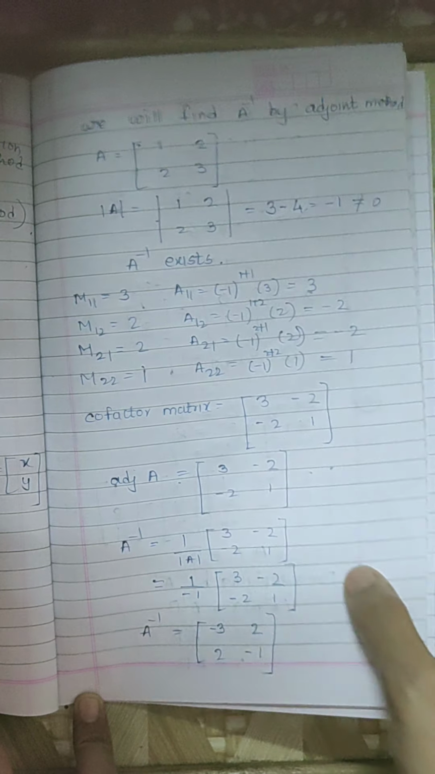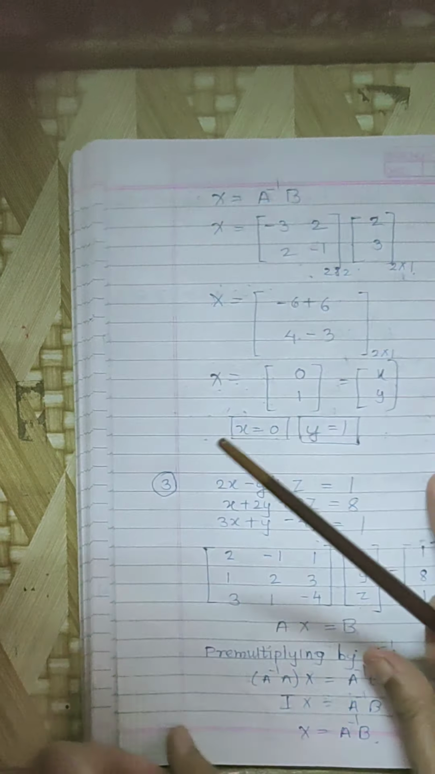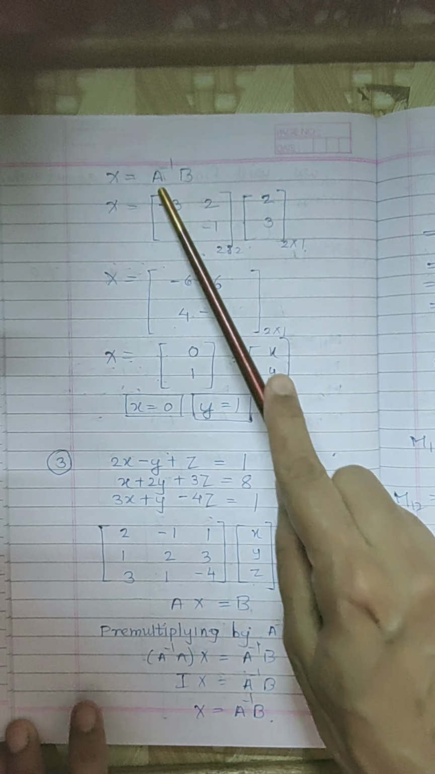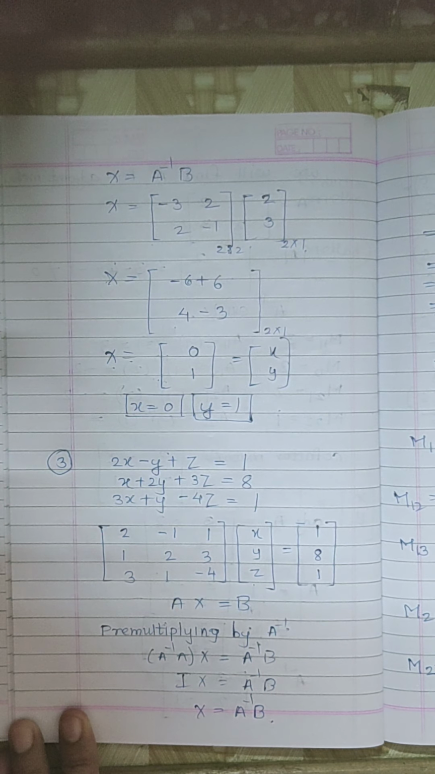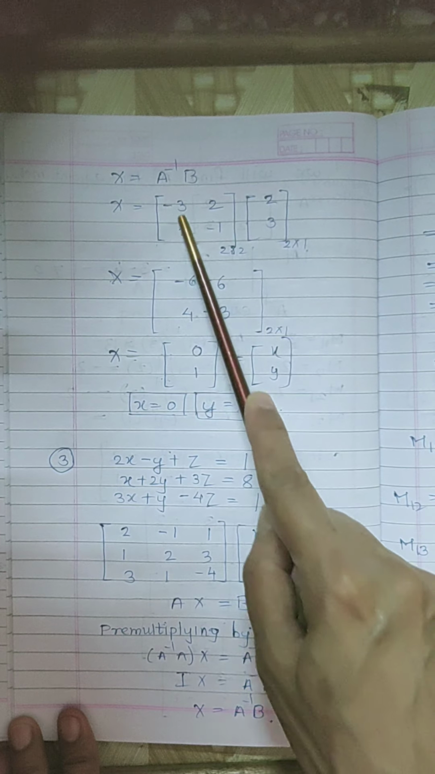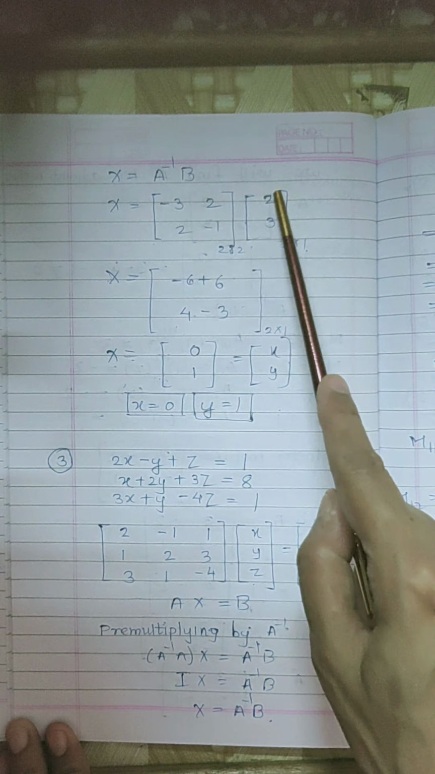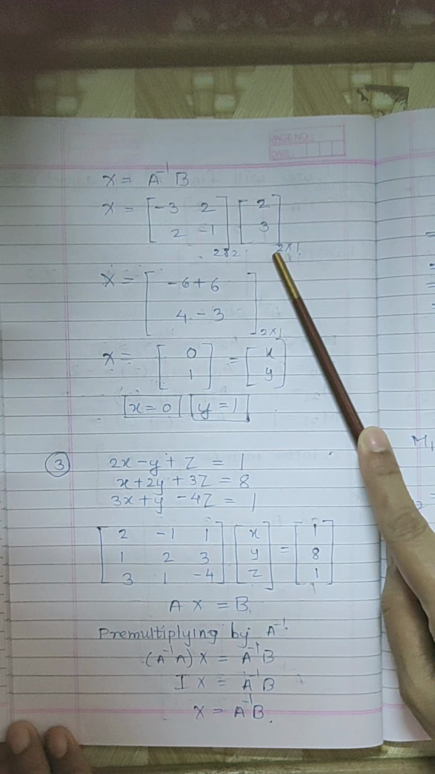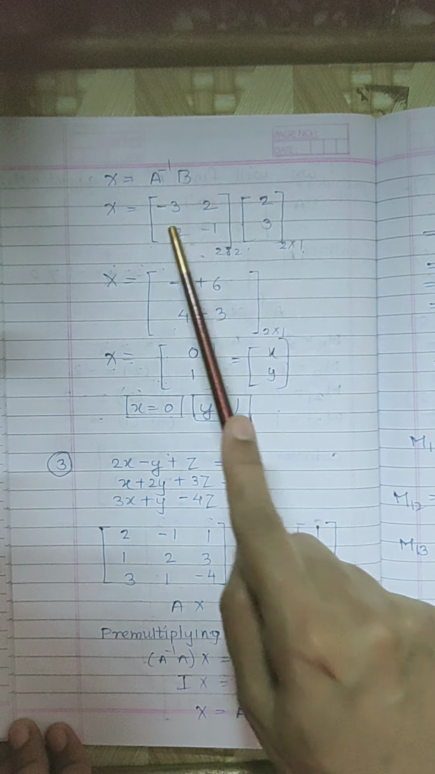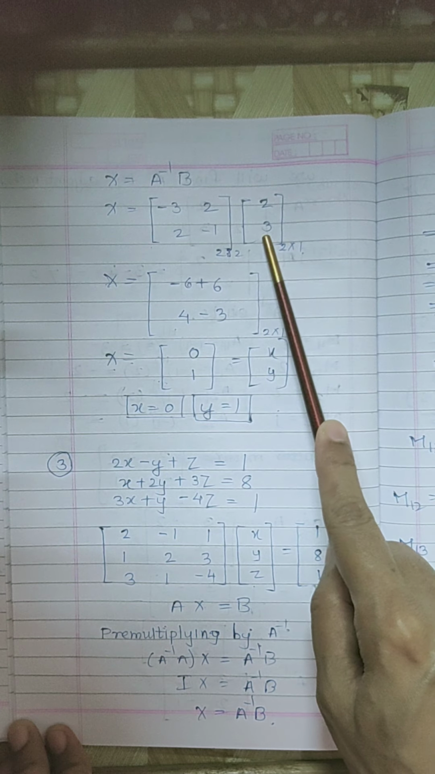So what is our x? X is equal to A inverse into B. So we know the inverse. We got A inverse as 3 minus 3 2 2 minus 1, and B is 2 3. Our B matrix which is given is 2 3. Now you have to multiply these two matrices. You know how to multiply.